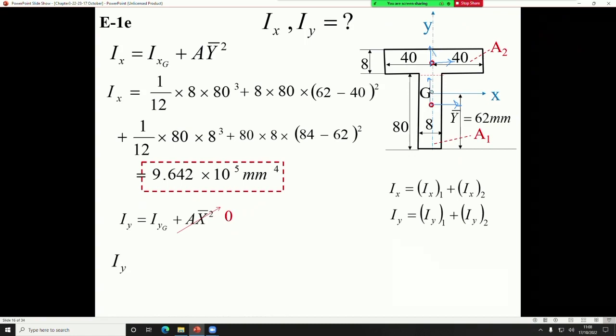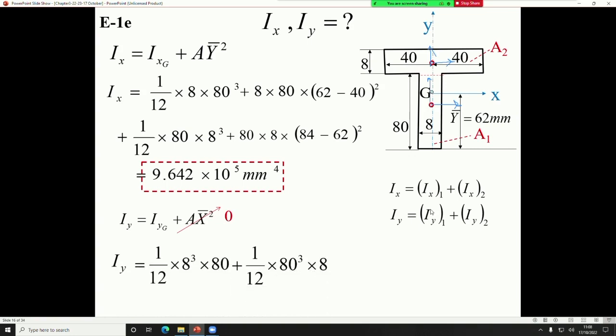And what is Iy equal to? Iy is equal to 1 over 12 b cubed h. So we have 1 over 12, 8 to the power of 3 multiplied by 80, plus 1 over 12, 80 to the power of 3 multiplied by 8. And this is the answer. So because the section has one axis of symmetry, this is y, we don't need any parallel axis theory for Iy. We need it for Ix. Any question on this in regard to this slide?